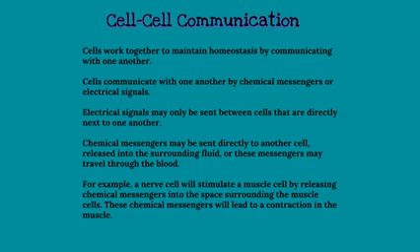The cells of the body will communicate with one another through chemicals or through electricity to maintain homeostasis. Cells that are directly next to one another can use an electrical signal to communicate, whereas chemical messengers are more versatile. They can be used by cells directly next to one another or cells far away from one another. For example, a nerve cell will stimulate a muscle cell by releasing chemical messengers into the space surrounding the muscle cells. Then the chemical messengers will lead to a contraction in the muscle. And this is an example of how cells communicate.